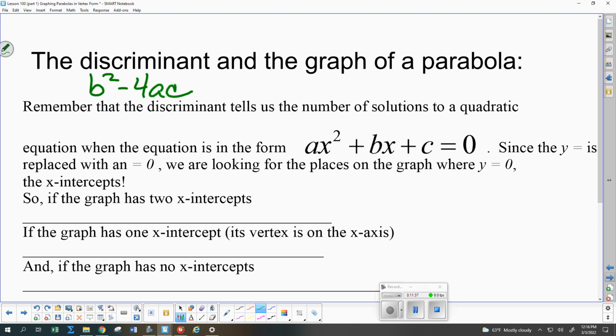Let's start with that bottom one. The graph has no x-intercepts. When you had those on problem sets, what did you write for an explanation? Explain why this graph has no x-intercepts. What kinds of things were you writing when you had those show up? Kip?